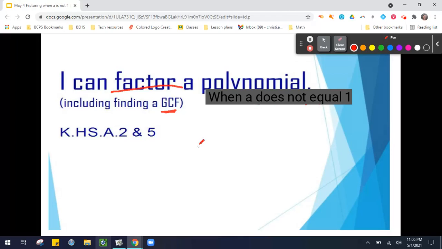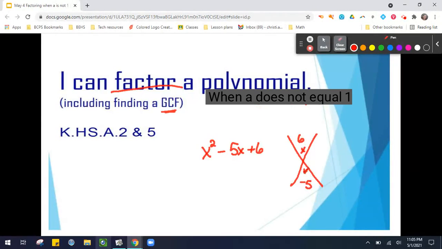In the past couple of days, you have been practicing using something that we call the factor X, or the diamond method, to factor something that looks like this, that does not have a GCF, but you could put it in the factor X and find the two things that multiply to get 6 that also add to get -5.